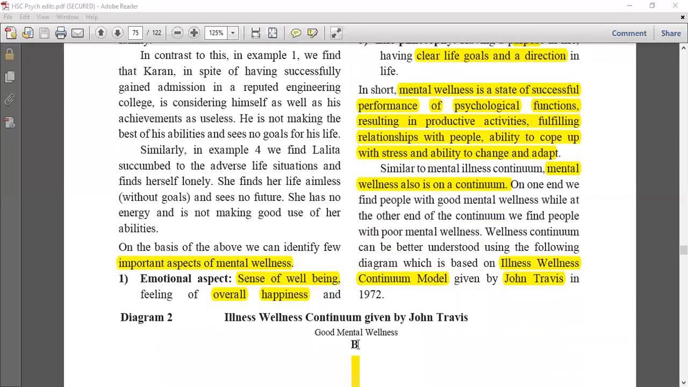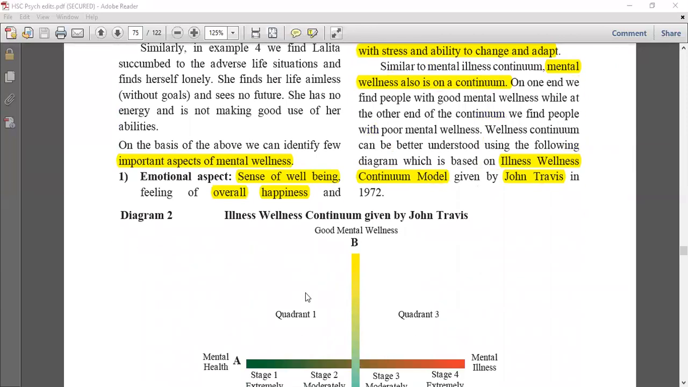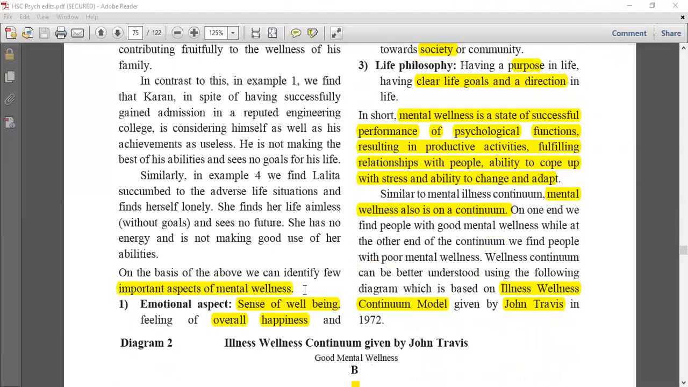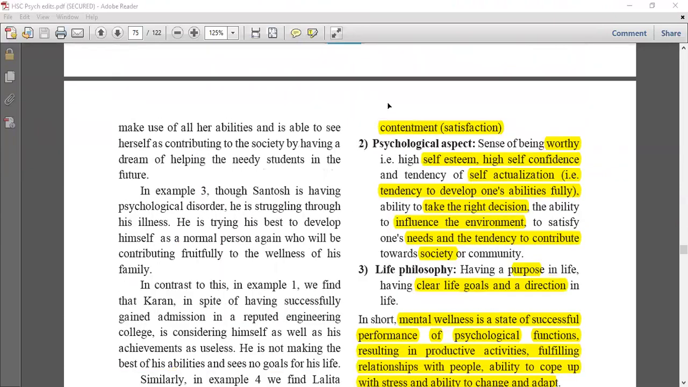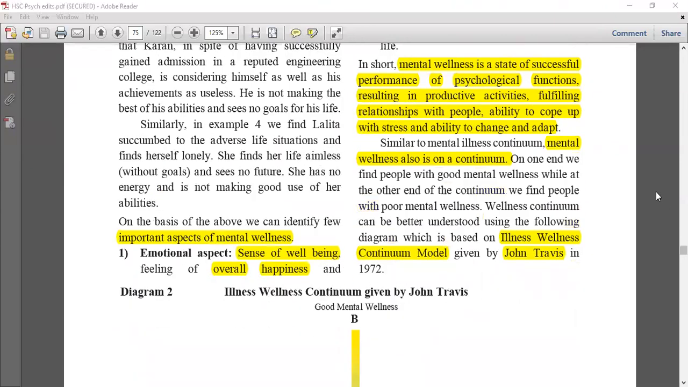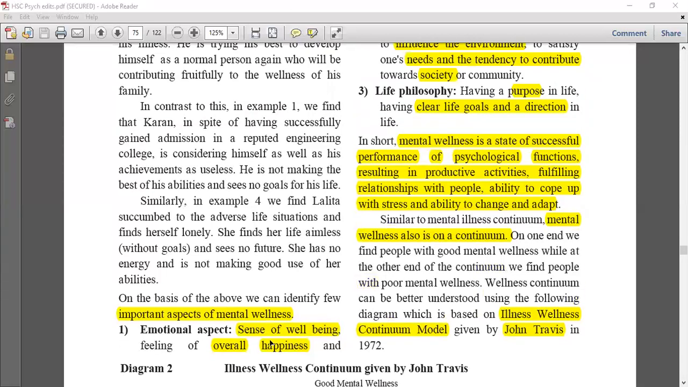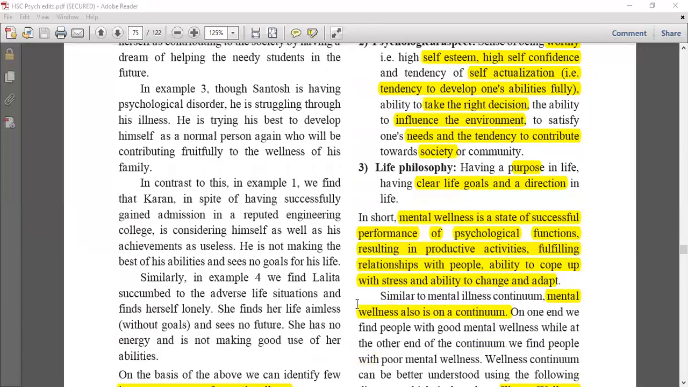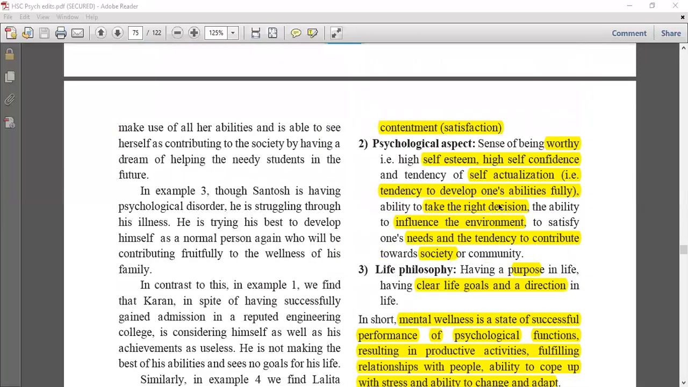Okay, now based on this, how can we identify important aspects of wellness? So there are some aspects. You can remember it as PEL or LEP. L is for life, E for emotional, and P for psychological. So what are the aspects of well-being? The emotional aspect is a sense of well-being, a feeling of overall happiness and contentment. Your psychological aspect is your state of being worthy, that is, high self-esteem, tendency to self-actualize, or to develop one's ability fully. The ability to take the right decision, influence the environment, and satisfy your needs and tendency to the society. So basically, psychological is that you are functioning psychologically healthily. That becomes your psychological aspect.